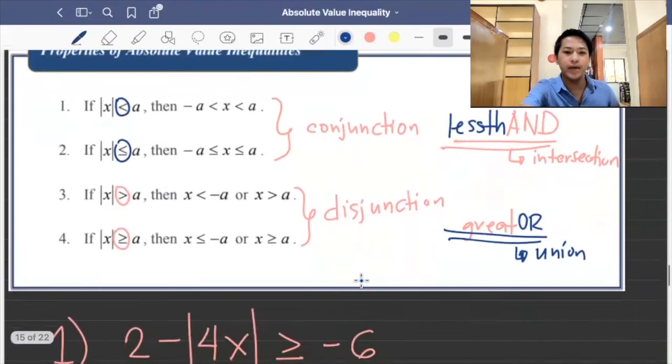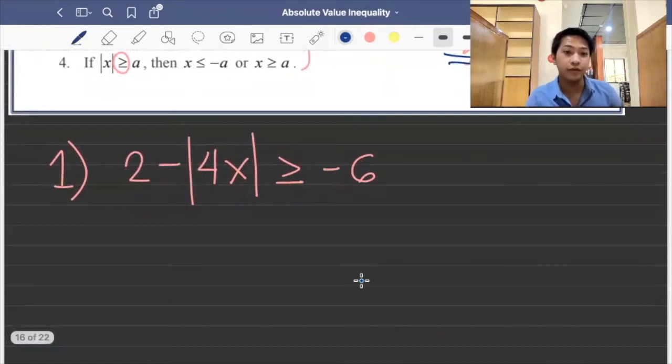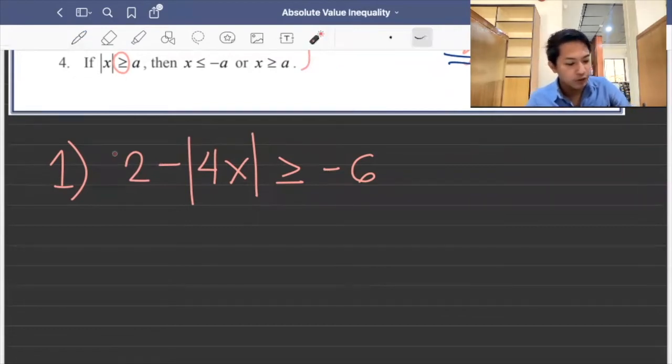So let's proceed to practice item number one: 2 minus the absolute value of 4x is greater than or equal to negative 6. What do you think is the first step we're going to employ here? Remember that we need to isolate the absolute value. We have 2 and this negative beside the absolute value of 4x. So the first thing we're going to do is subtract 2 on both sides, employing the subtraction property of inequality.